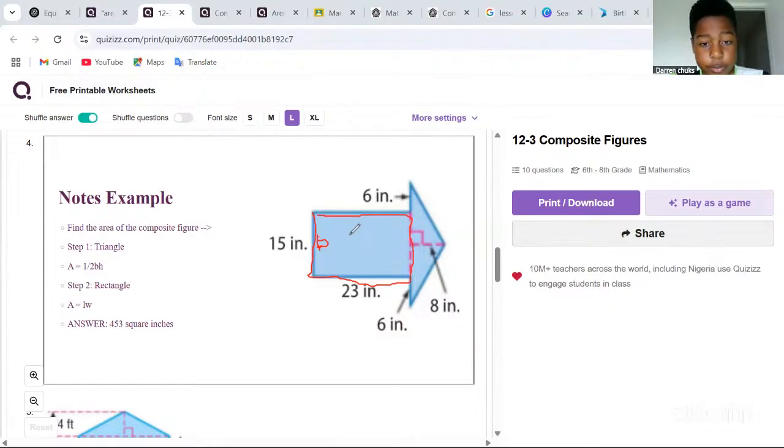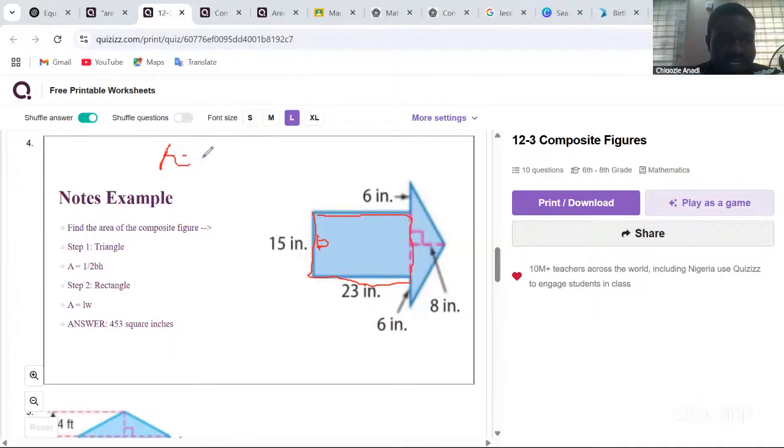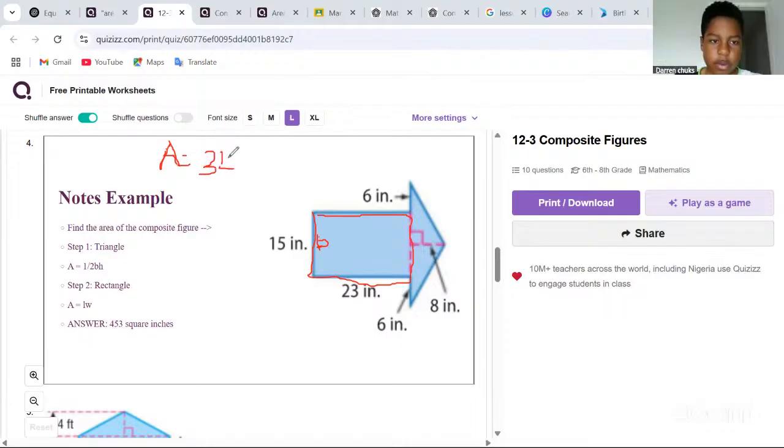Now, what's the area of this particular rectangle? Length times breadth, right? What is 15 times 23? Calculate it. 345. 345, that is correct. So the area A of this particular rectangle is equal to what? 345 inches, right? Very good.